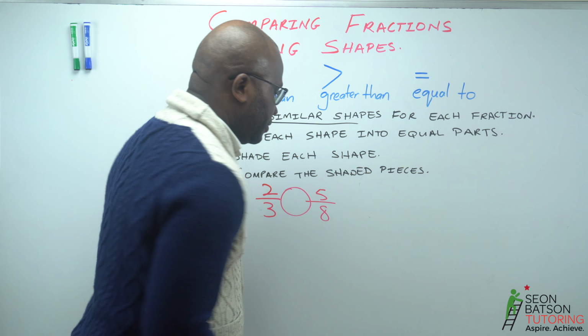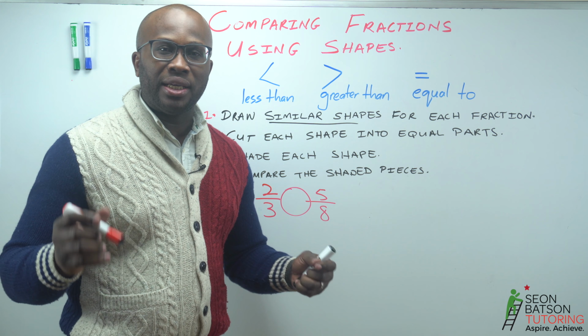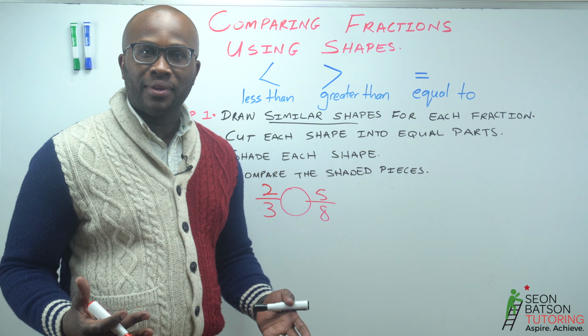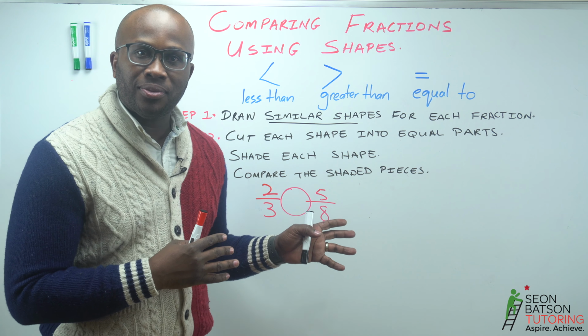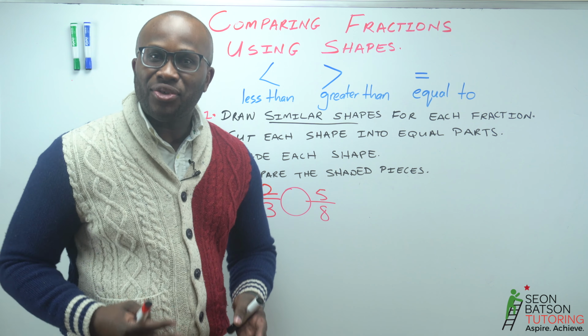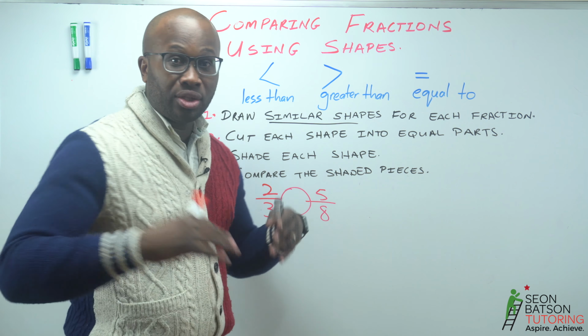Let's do 2/3 and, let's say, 5/8. Now, since I know this is a very simple concept and you guys have already grasped it, this is what I want you to do for me now. Pause the video. Give it a try. Draw your shapes. Make sure your shapes have the same size. Shade. Compare the shaded pieces. Then compare the fractions. Give it a try and come back. Okay? You got this. I believe in you.